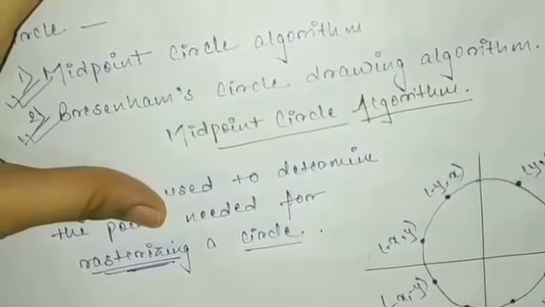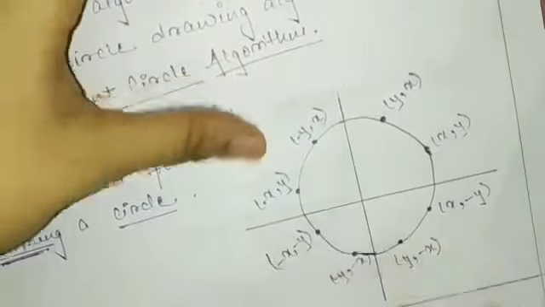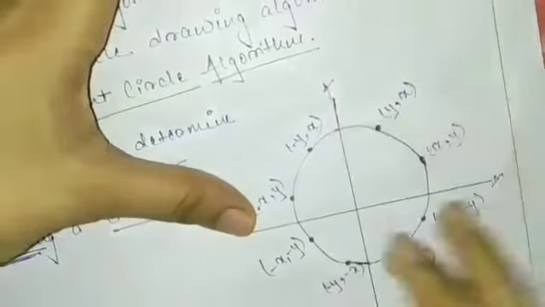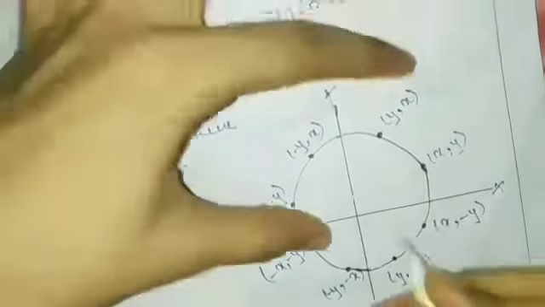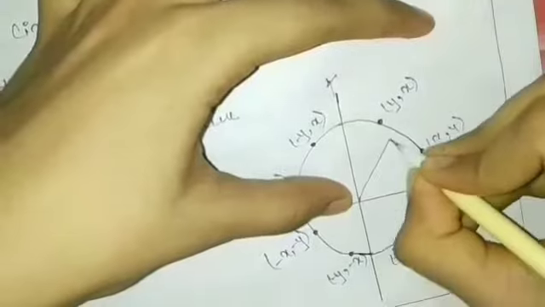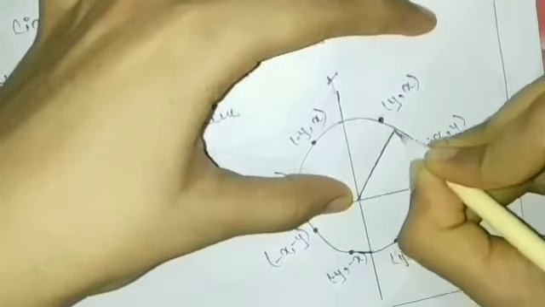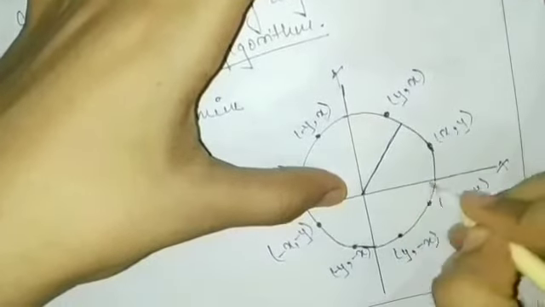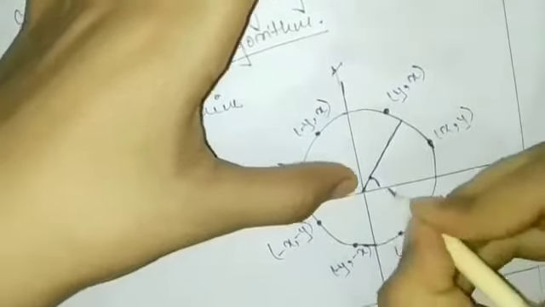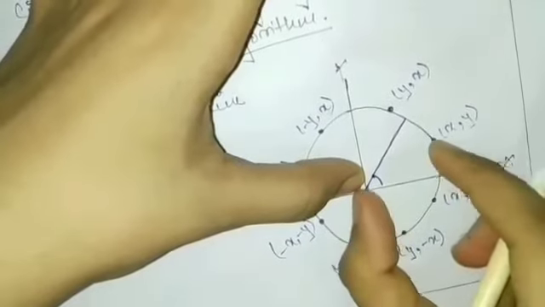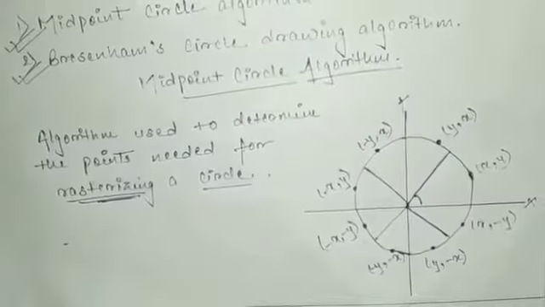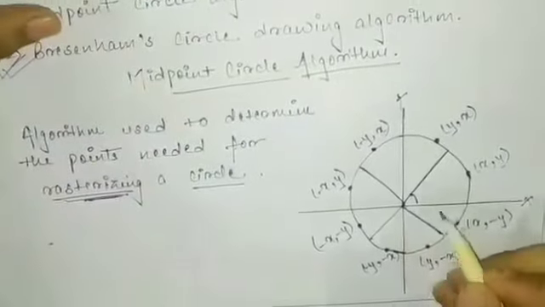So what we will have to do? Look here. This is the x-axis and this is the y-axis. So here is the circle, and we have to find all the required points of this octant. And if we find the required points of this octant, in the same way we will find all other 7 octants. So there are 8 octants.